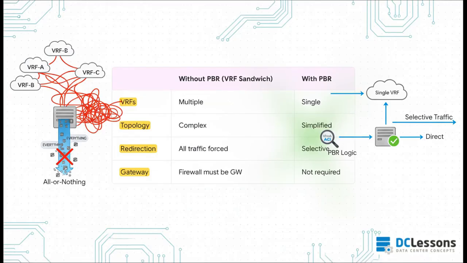This table here really just drives the point home, doesn't it? We go from needing multiple VRFs down to just one, from a complex, rigid design to a super simplified and flexible one. And I think this is the most important part. We go from forcing all traffic through a service device to selectively redirecting only the traffic we want to inspect. This isn't just some small improvement, it's a fundamentally better way to operate.